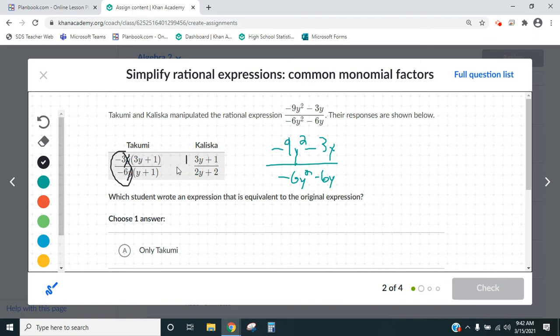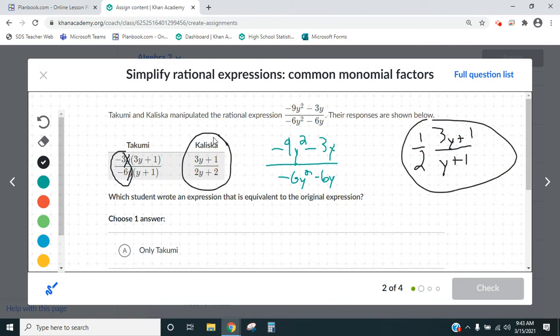The problem is Kaliska has something that's kind of weird looking. It has 3y plus 1 over 2y plus 2. Now, let's take a look at Takumi's again. Let's keep going. If we simplified this, we'd have a half right there, right? Is this the same as Kaliska's? Look carefully. What I really should do is use parentheses around this. What happens if I distribute this 2? Oh, it matches, doesn't it? And how about the top? It's just a 1, so it stays the same.